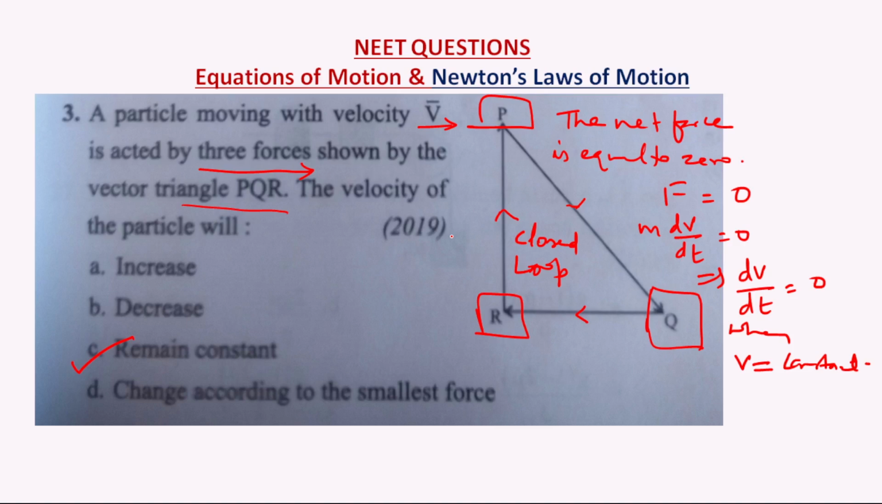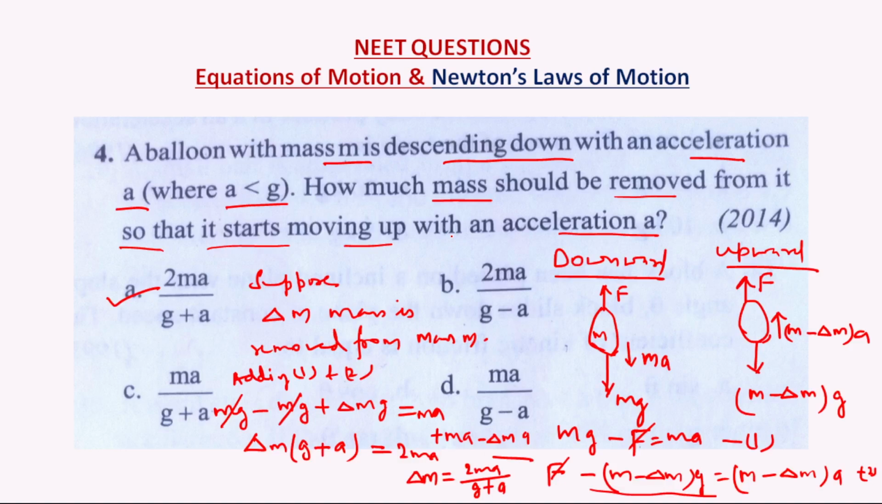Question number 3 was given that 3 forces are acting, but all forces were acting in a closed loop, so net force was equal to 0. So we found that velocity is constant, and only then can the force become 0. Question number 4 was that one balloon was descending down, and if we remove some mass from that balloon, it will start moving up due to the buoyant force. So what mass has to be removed? We made the free body diagrams, found the equations and solved for delta m.